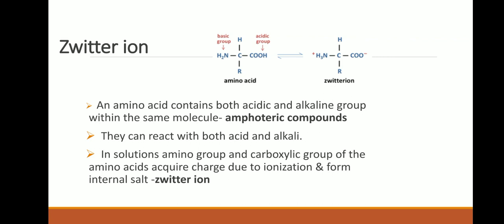So what is Zwitterion? These amino acids are amphoteric compounds, so they can react with both acid and alkali. Okay. So here, what is Zwitterion? When we dissolve an amino acid in water, the proton or H of the COOH is shifted to the amino group. So the amino group NH2 becomes NH3 plus and the COOH group becomes COO minus. So this molecule is at the same time carrying two charges, both positive and negative. So this is a neutral molecule. This is known as Zwitterion or dipolar molecule.